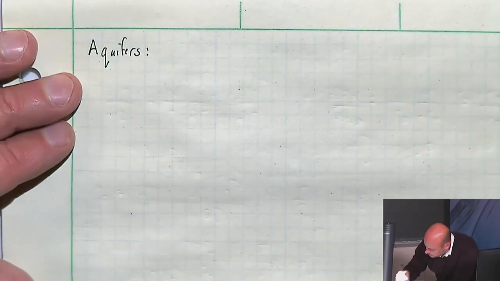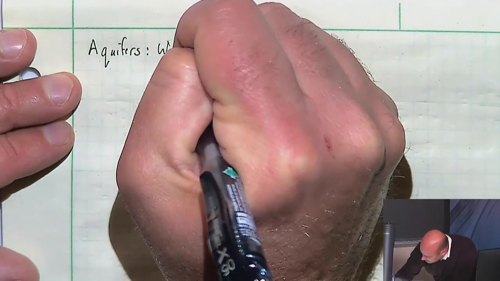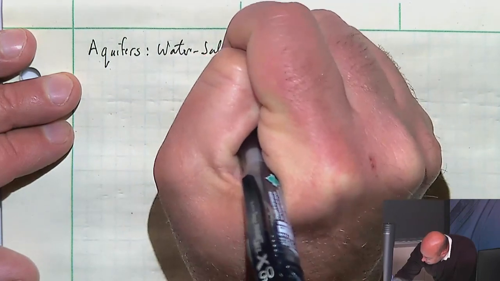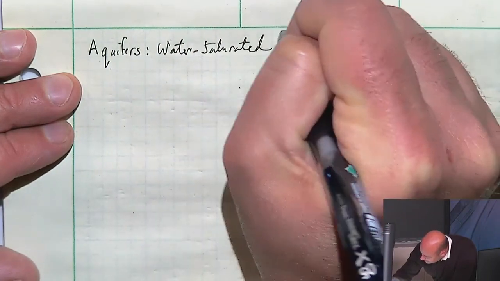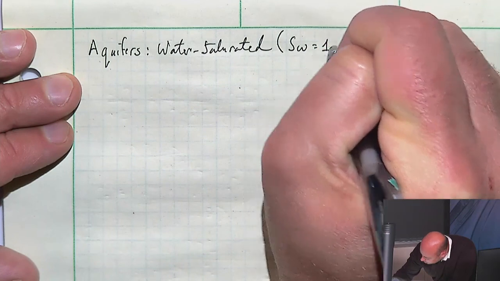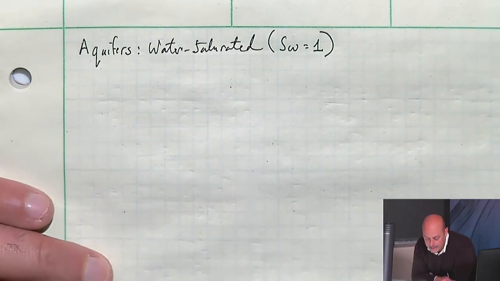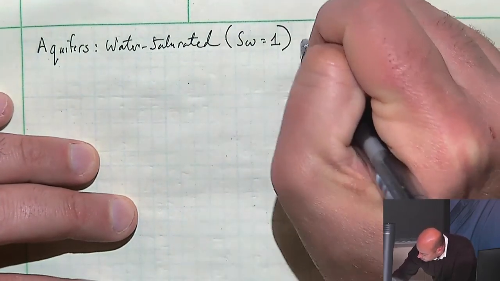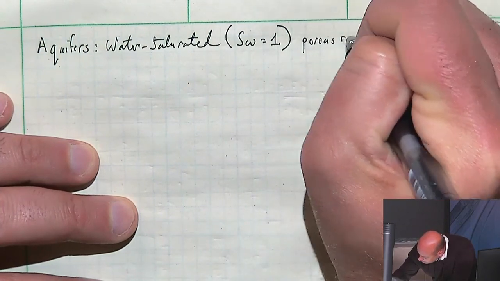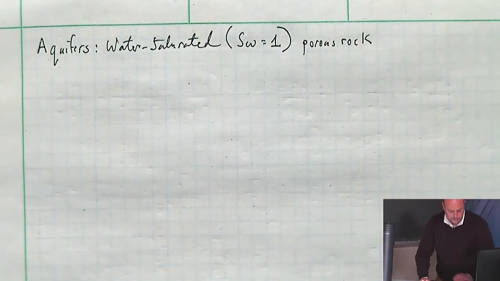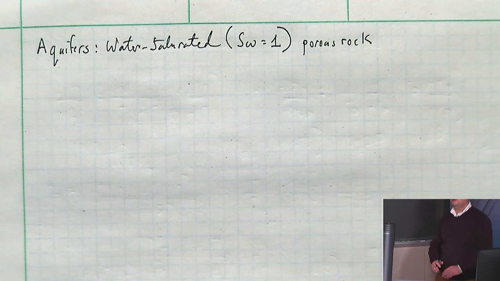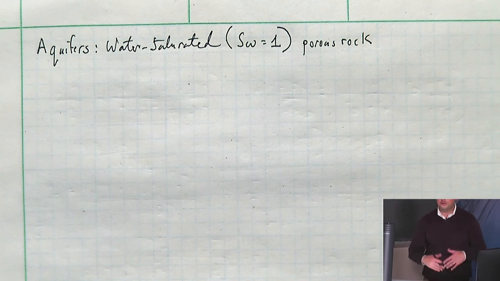What are aquifers? They are water saturated porous rock. And in this class, I'll just assume that Sw is equal to 1, meaning there's no oil or gas in the aquifer. Now, a lot of times we hear about shallow aquifers, maybe a few hundred feet below the Earth's surface. People drill wells for that, for fresh water and things like that.